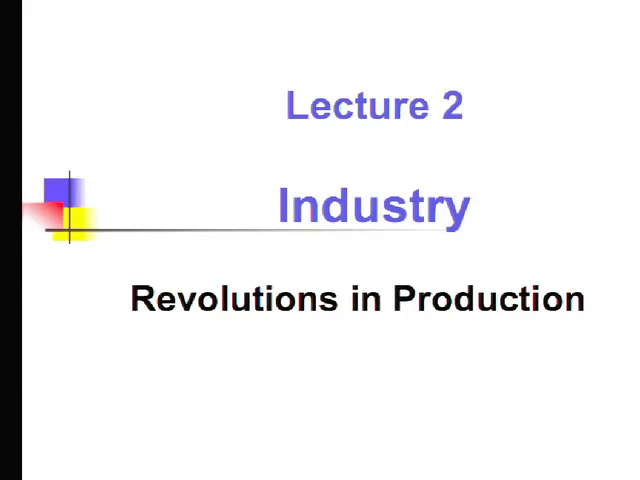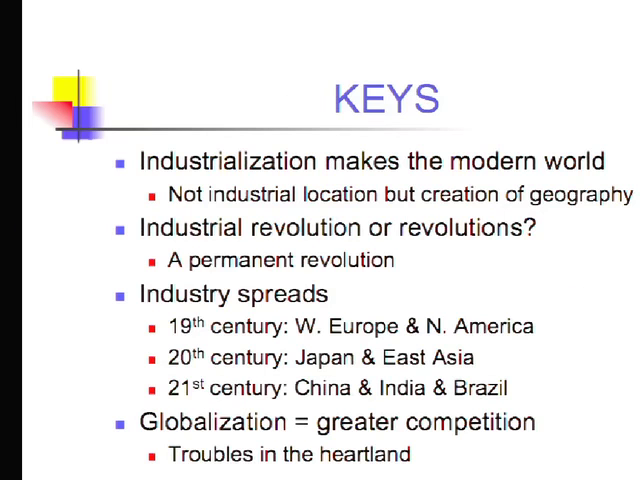Geography 110, this is the second official lecture. This is on industrial revolutions in production. Okay. And today, what we're going to talk about is industrialization. Last time we talked about the market, marketization, commodification, and the spread of the market. Today we're going to talk about industrialization and the spread of industry.